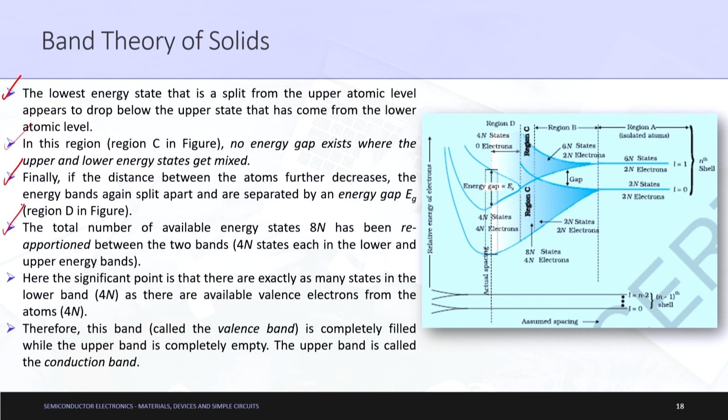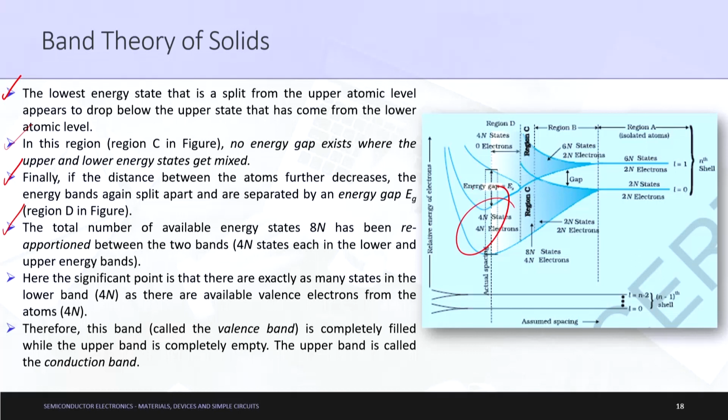Here the significant point is that there are exactly as many states in the lower band as there are available valence electrons from the atoms, 4n. So, this we also concluded in the starting discussion, that in total there are 4n electrons. What was happening in region A was that 2n electrons were residing in the l = 0 state and the remaining 2n electrons were residing in the 6n states, out of which 4n 6p states are vacant. Now, here there are 4n energy states in the lower band and there are 4n electrons also in the lower band only. So, that is the significant point here.